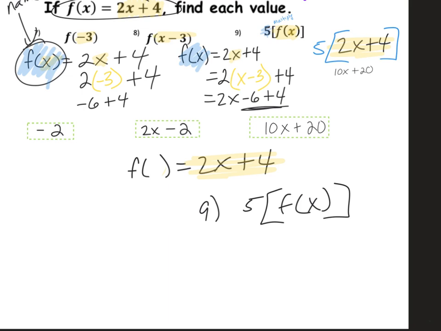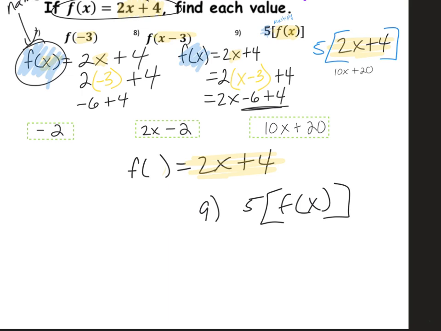Sorry, my thing's lagging for a second, guys. Every time I go to erase something, it takes a minute. There we go. So like in the other problems, they took the x out and they replaced it with a number, and that's what they wanted you to do.